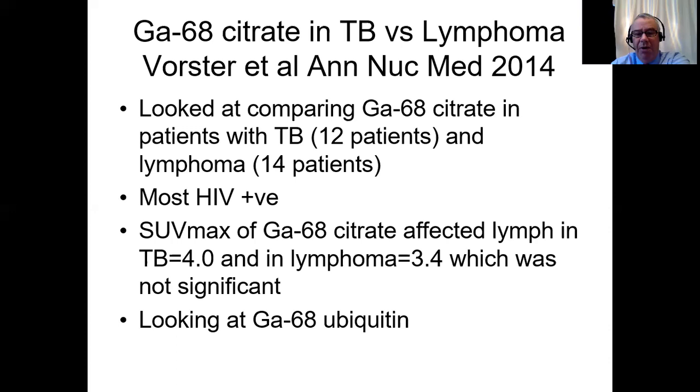So again, publications from Pretoria looking at gallium-68 citrate in patients with TB and lymphoma. Before we had FDG PET, gallium is how we used to image these diseases. Because it was Pretoria, most of these were HIV positive. And they found that there was slightly more uptake in patients with TB than lymphoma in terms of the SUV max, but it wasn't significant. And the question is, would things like gallium-68 ubiquicidin be better? And we'll just have to wait for the research.